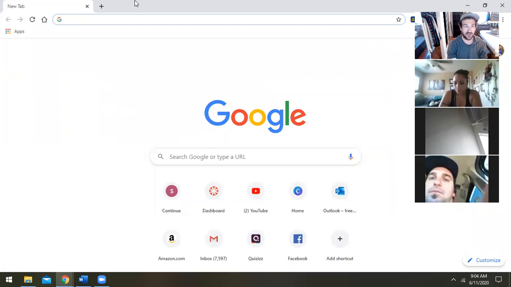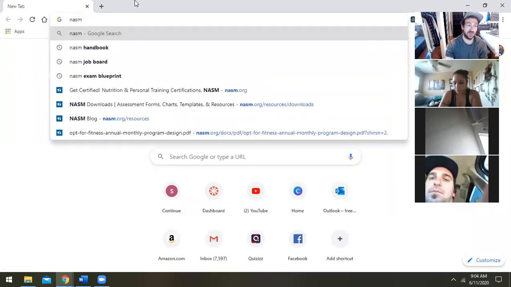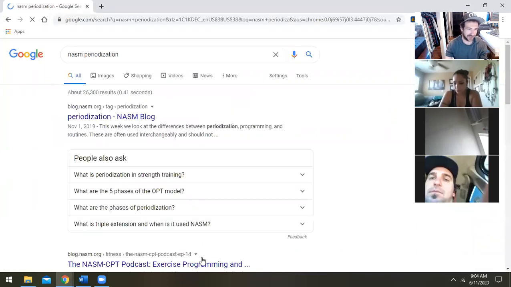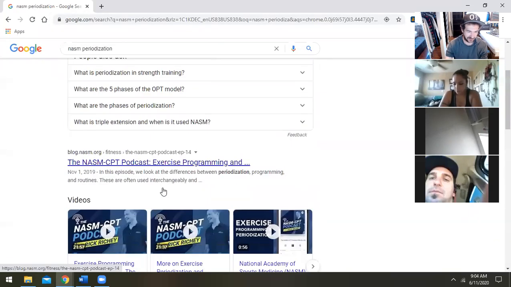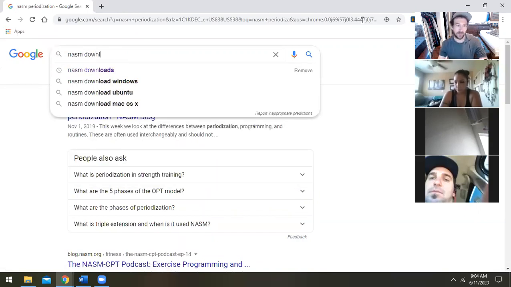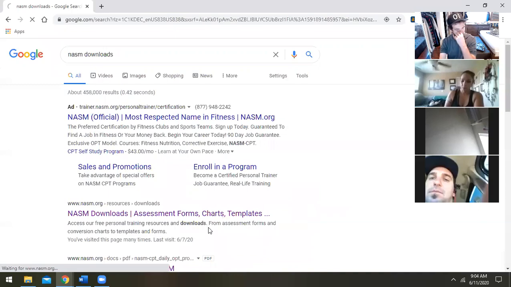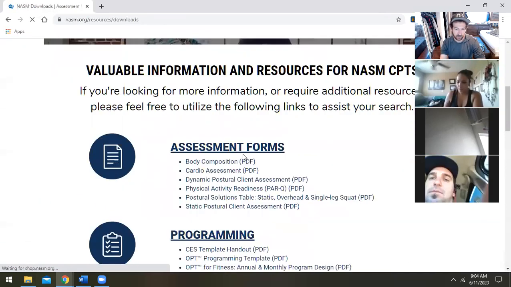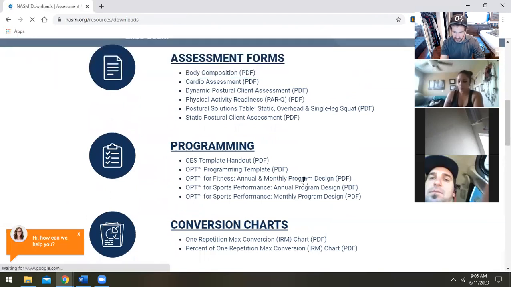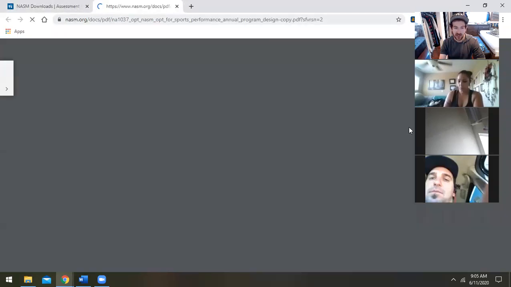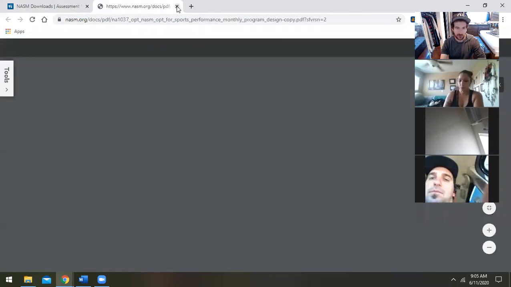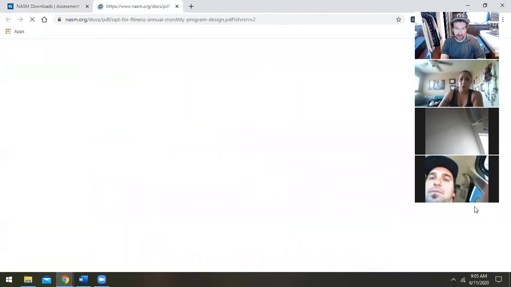So take a look here, NASM. I need my downloads. So we're going to break down how to set up training templates over the course of the year. Annual program design. Oh, that's the wrong one. Annual program design, that's also the wrong one.